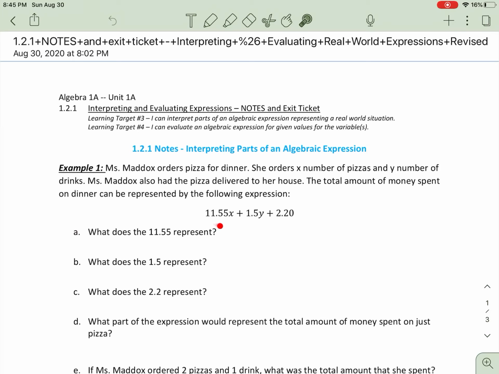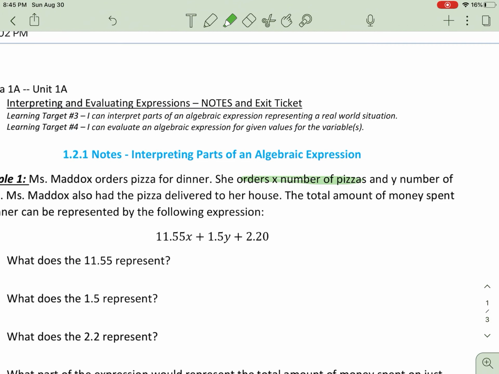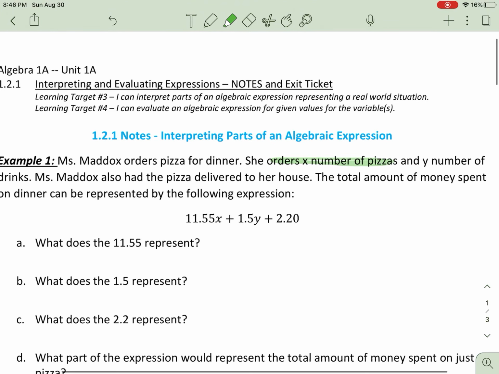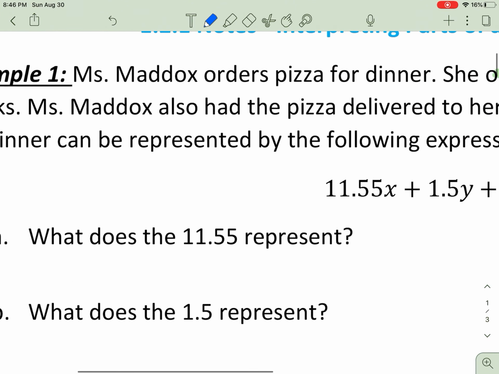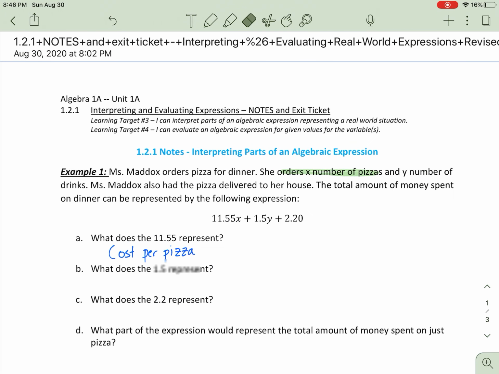Okay, well, in order to know that, we have to first recognize that that's what's being multiplied by x, right? So what represents x? Well, if we look up here, it says she orders x number of pizzas. Okay, so x is pizzas, so 11.55 is the cost per pizza. And think about that. How do I know that? Well, because if I order 5 pizzas, I have to know how much it's going to cost me in order for me to figure out what my bill is going to be, right? So think about it that way.